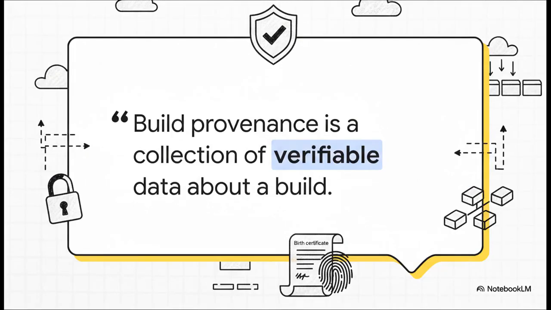And for the highest level of security, you really have to know about provenance. I love this quote. Build provenance is your build's birth certificate. It's basically a verifiable cryptographic paper trail. It proves exactly what source code went into your build and what artifacts came out. Cloud Build can generate this for you automatically, and it's essential for meeting modern security standards like SLSA and proving your software hasn't been tampered with.